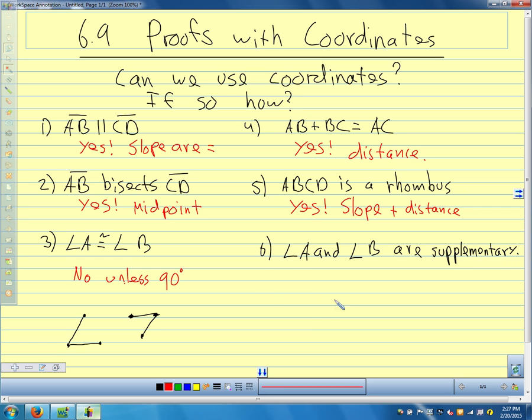All right, finally, number 6. These two angles A and B are supplementary.